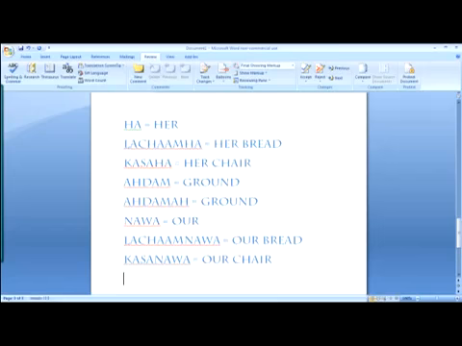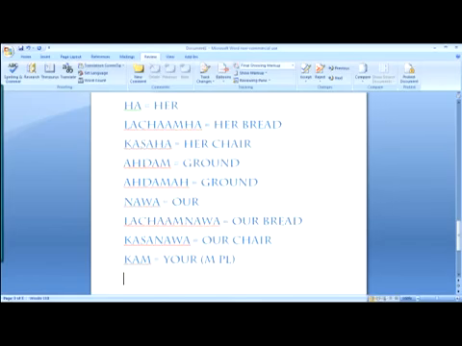Now the next one we're going to deal with is the suffix come. The suffix come at the end of a word means your, but in a male plural sense. So whenever you see a come at the end of a word, it means your, but in a male plural sense. The way you would say your bread for more than one man would be lakam come.